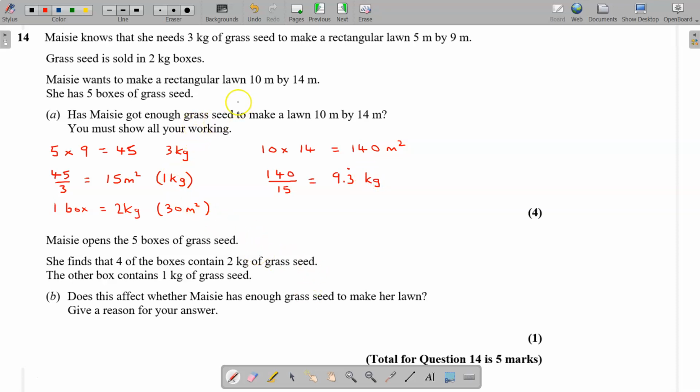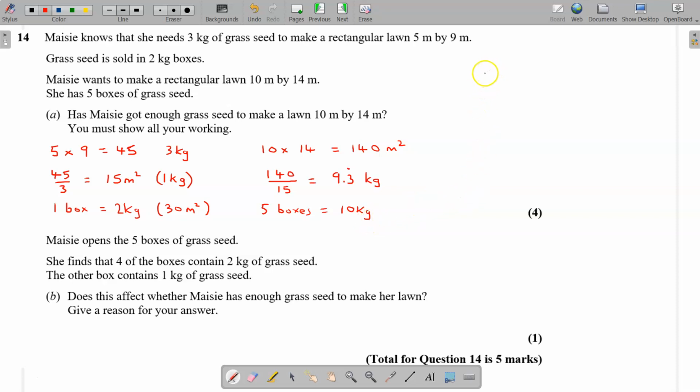She has 5 boxes, which is 10 kilograms. So 1 box equals 2 kilograms. 5 boxes equals 10 kilograms. So what I can say is that she does have enough seed.